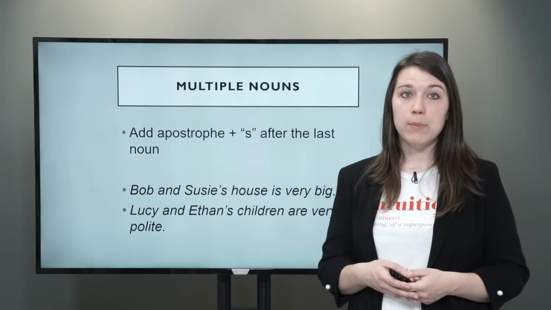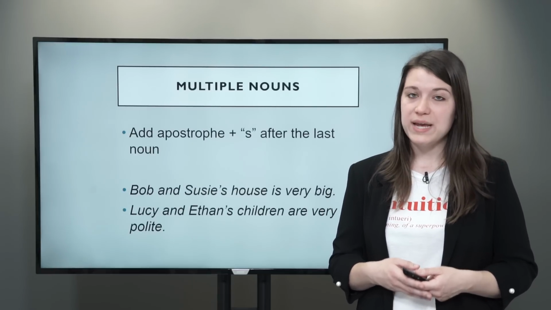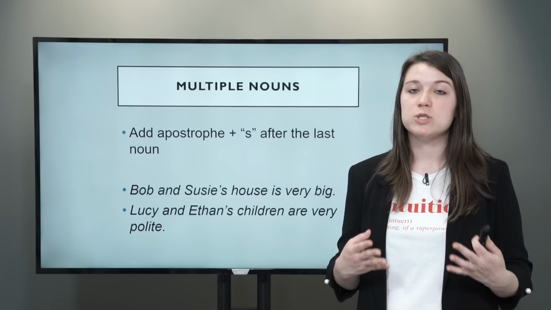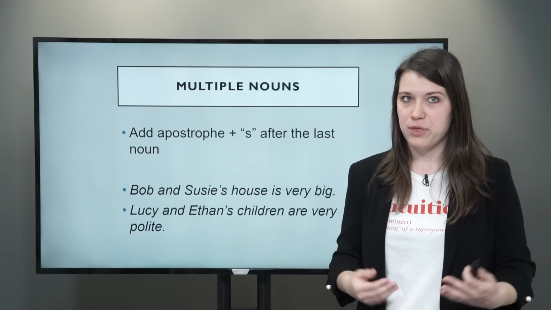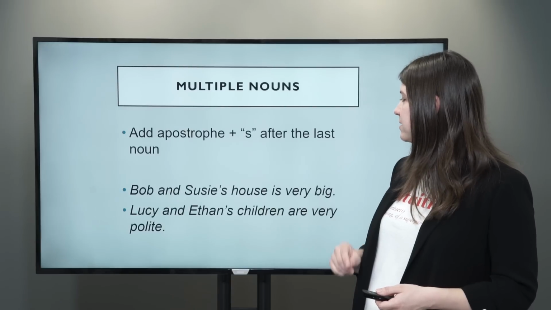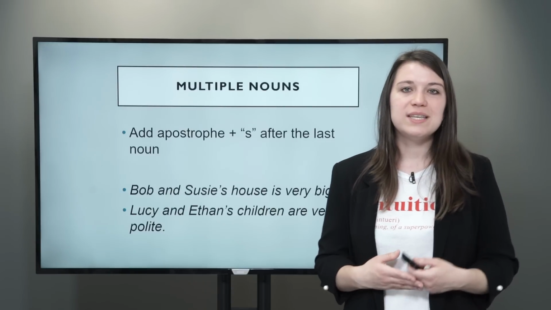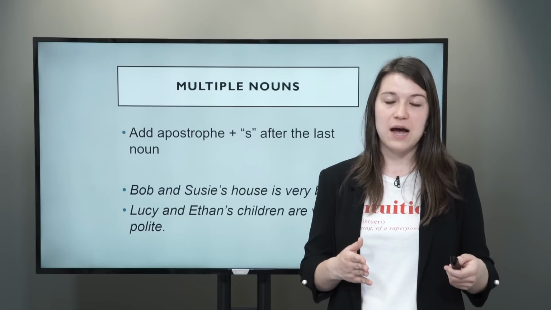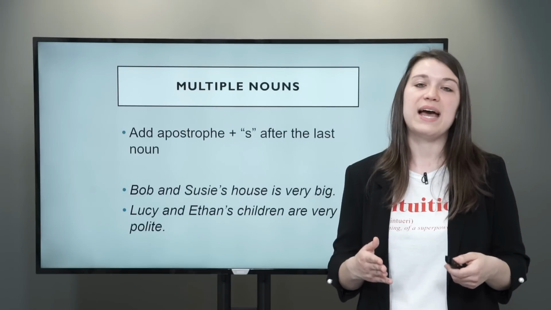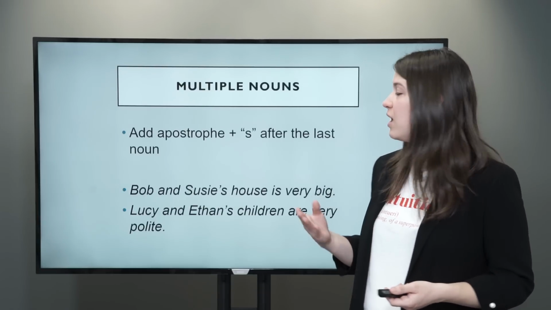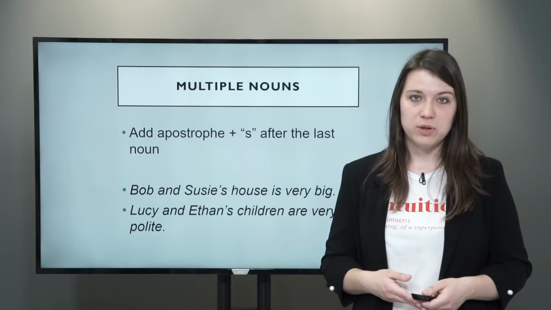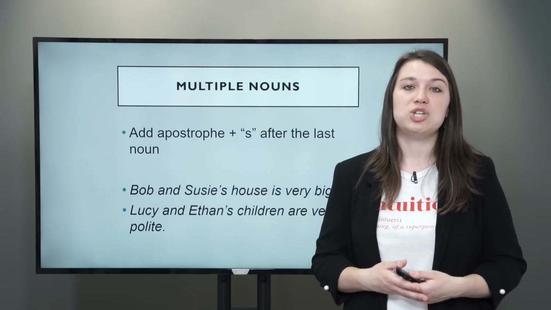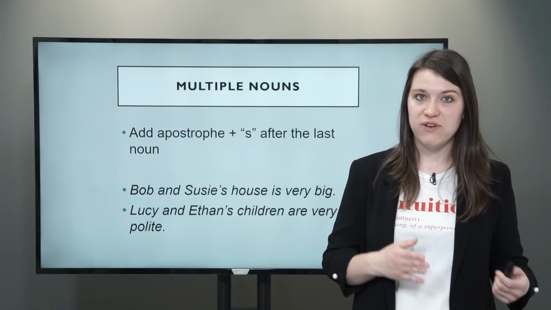Now let's talk about multiple nouns. With multiple nouns, we add an apostrophe S after the last noun. So these are multiple people or multiple nouns that have possession of the same thing. For example, Bob and Susie's house is very big. So in this case, the house belongs to both Bob and Susie. Since Susie is the last noun in the sentence, we add an apostrophe S after her name. Lucy and Ethan's children are very polite. So again, same thing. The children are both Lucy's and Ethan's, so we just need one apostrophe S after the final noun.